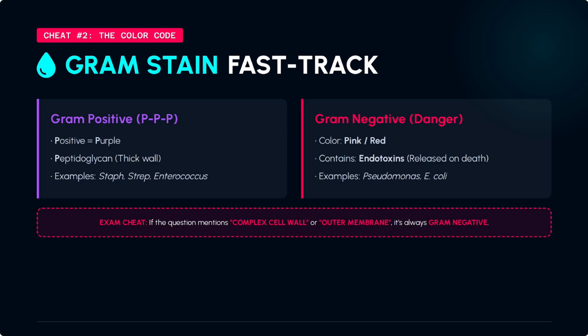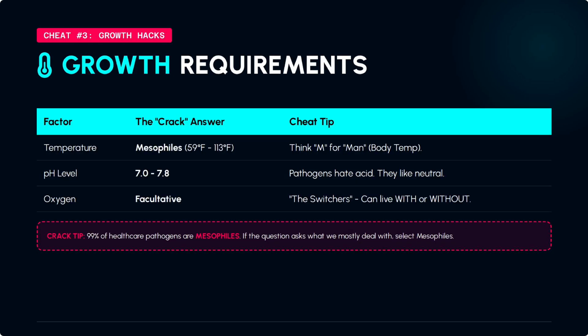Hack number 2, the gram stain. For gram positive, just memorize the 3Ps. Positive, purple, peptidoglycan. Thick wall, stains purple. Done. Gram negative is the sneaky one. They stain pink or red, and their secret weapon is endotoxins. Basically, they drop a toxic bomb when they die. If the exam asks about a complex cell wall, it's gram negative. Case closed.